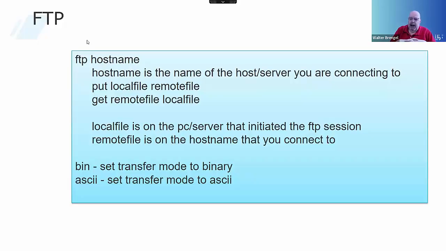Put local file, remote file. So if you're on your PC, you initiate the FTP on your PC to your mainframe. Then you want to put files from your PC to the mainframe. So you're putting your local PC file to the remote MVS file. Conversely, if you want to get a file or receive a file from the mainframe, you would do a get.